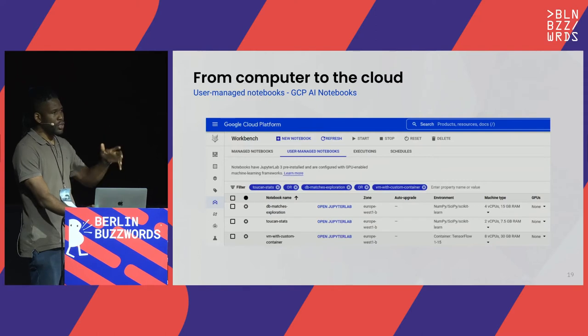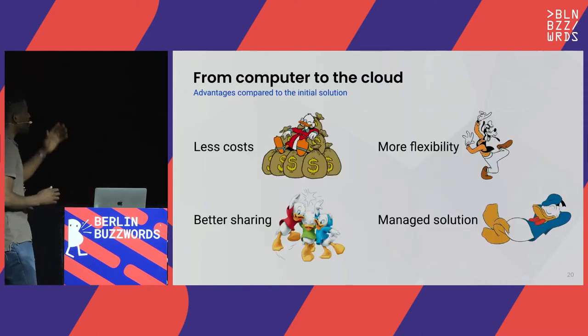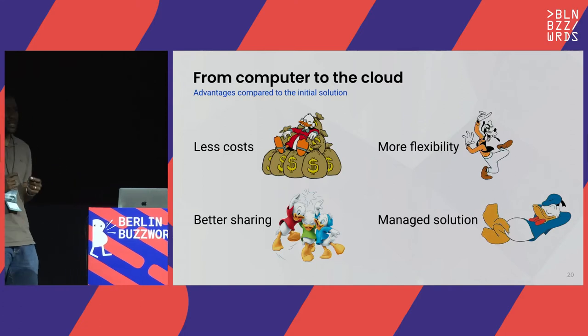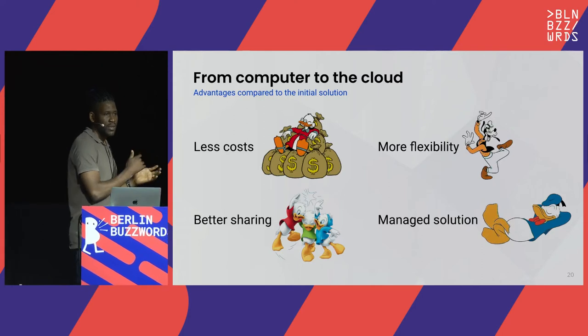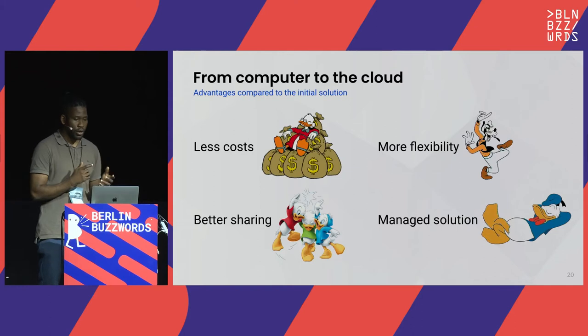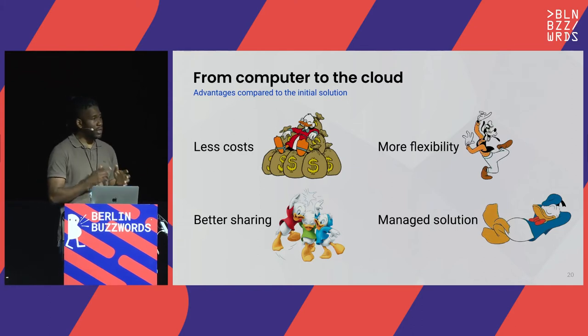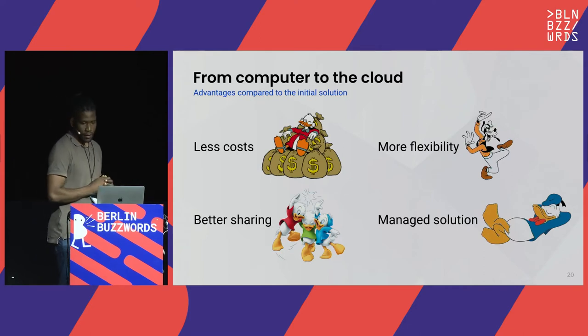Compared to the initial solution, we have several advantages. The first one is less cost. Today, we use virtual machines. We have the possibility to turn off or delete the virtual machine at the end of the project. We can also store all the notebooks in a GitLab repository and data in the cloud storage, for example.